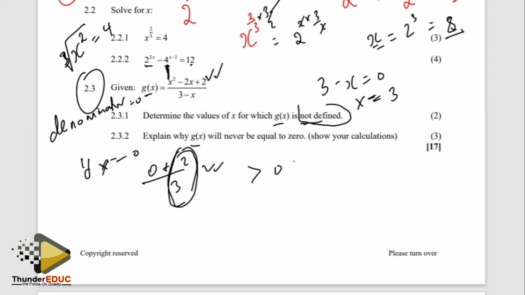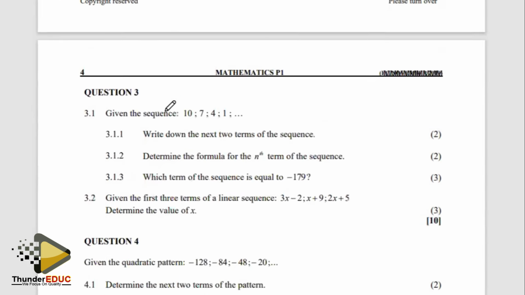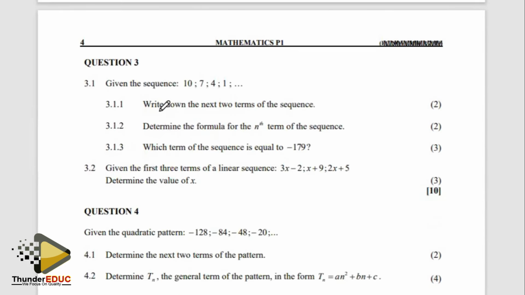Had it been that after the substitution of x with a 0, we get a 0, then definitely this would be contradicting what the statement is saying. So that is question number 2. Question number 3, which is the number patterns.